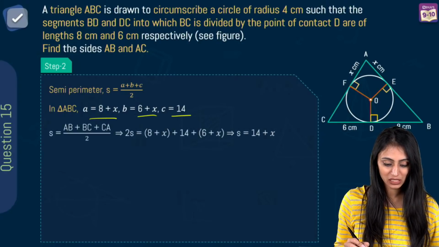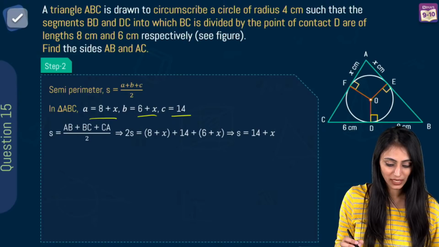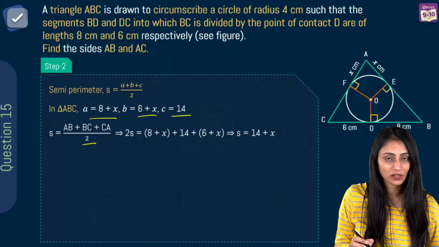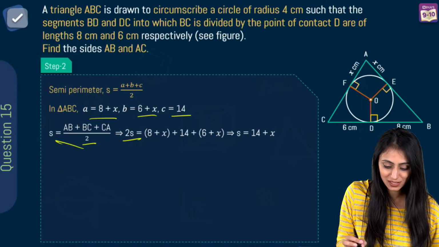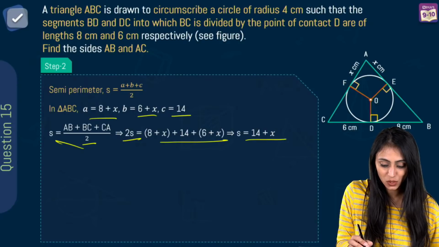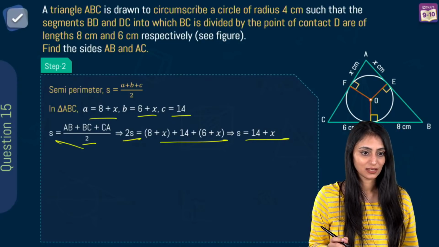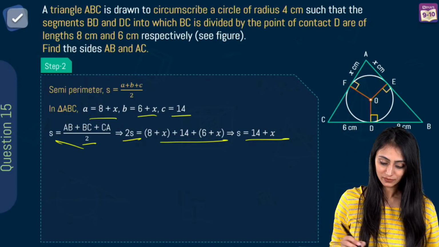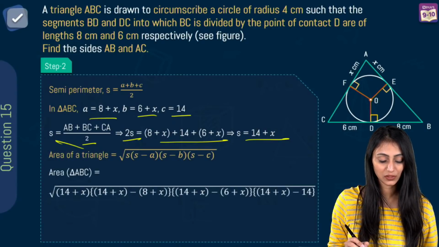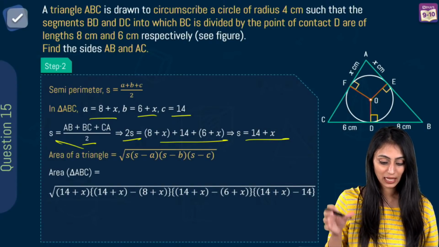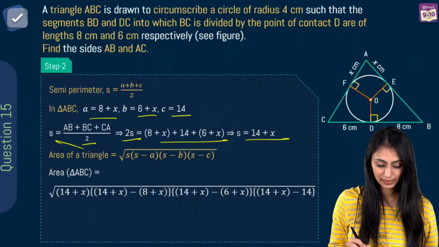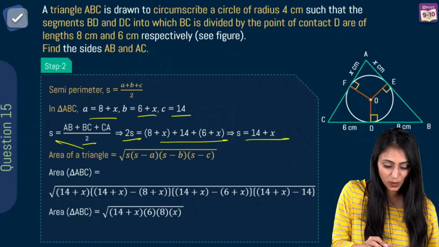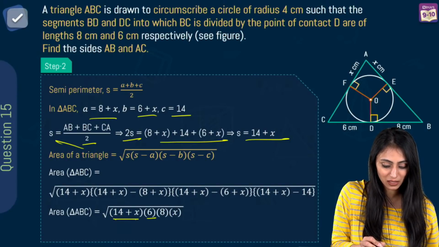So these are the sides that I have, denoted with A, B and C. Let's add all of them up, right? Once you add them all up, in the denominator we have 2. So 2s equals this thing, and s would be 14 plus x. So for the area of triangle, when we apply Heron's formula and put all the side lengths, on simplifying we have square root of 14 plus x times 8 times 6 times x.